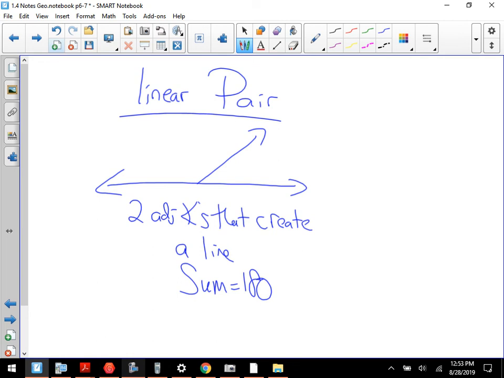Now, the other one that gets in here is when you draw something a little bit different. What I'd like you to do is take and draw two lines that intersect at just one spot.